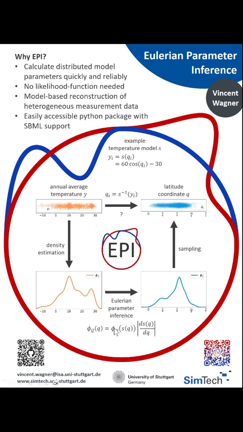plugging it into your data density phi y, and multiplying it with the sensitivity of the model with respect to Q. From this density here, we can of course sample to get then our latitudinal coordinate that corresponds to these data. Now, of course, it's easy to say that, but how do we know that we're right?